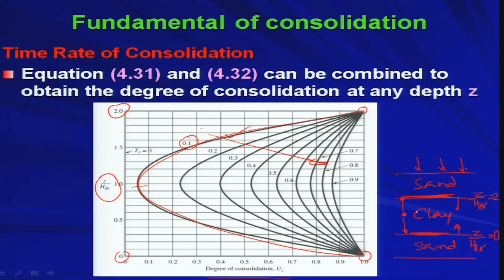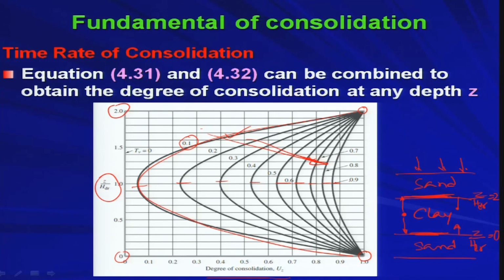So, as TV increases, your degree of consolidation is increasing, if you move in this direction as I showed by this arrow. As TV increases, that means as time increases, your degree of consolidation also increases. But at the same time, it will be maximum at the interfaces and minimum at the middle of the deposit, and gradually it is increasing. So, you have two different parameters, one is the time, another one is the thickness of the clay deposit. I hope that you have understood this. So, now this is the distribution.